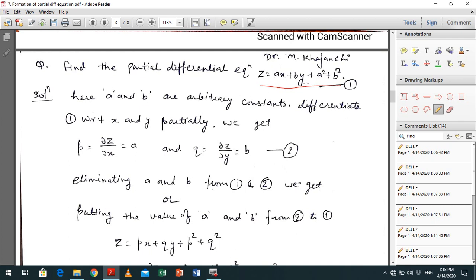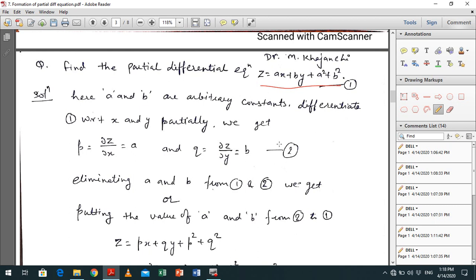When we differentiate this equation with respect to x, we get del z upon del x on the left-hand side, equal to a plus 0 plus 0, because a² is an arbitrary constant, it becomes 0, and b² is again an arbitrary constant, it becomes 0. So del z upon del x is equal to a. Similarly, when we differentiate 1 with respect to y partially, we get del z upon del y equal to b. Since del z upon del x is p, we have p = a, and del z upon del y is q, so q = b.